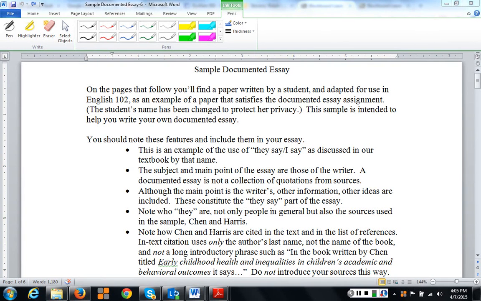And so in a sense, the documented essay is a culminating assignment or a capstone assignment, if you will, for Workshop 5, because you are drawing upon the skills that you developed and worked on in those exercises in Workshop 5.